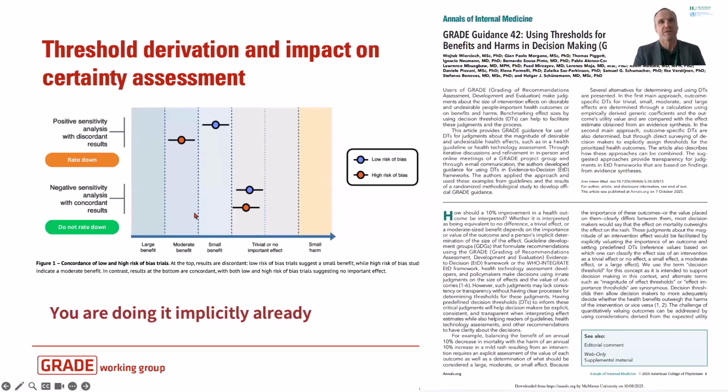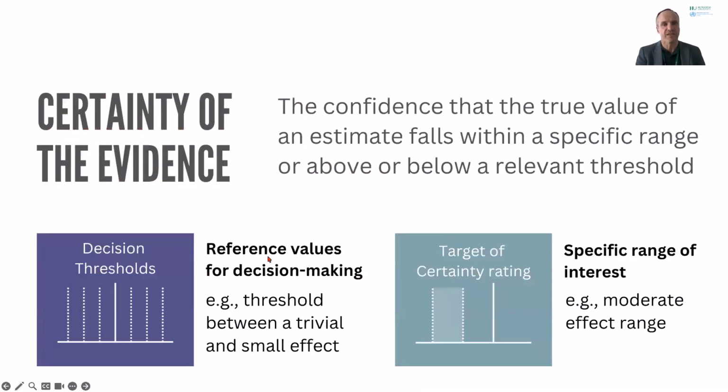And here is a quick example. So if you have a sensitivity analysis and the sensitivity analysis suggests that the effects are very different and you don't decide to exclude the high risk of bias studies, then you might rate down. If they are congruent, rating down is less likely. So let's go into that certainty assessment.